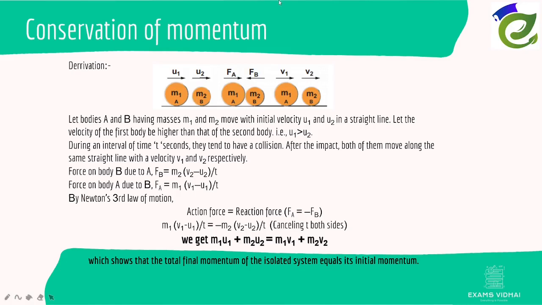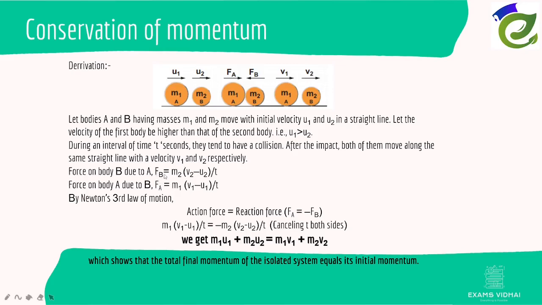So let us assume there is a collision after a certain time interval t, and after the collision both bodies, A and B, move in a straight line with velocities v1 and v2. During the collision, FA and FB are action and reaction forces. According to Newton's third law of motion, action is equal to reaction, that is FA is equal to minus FB.